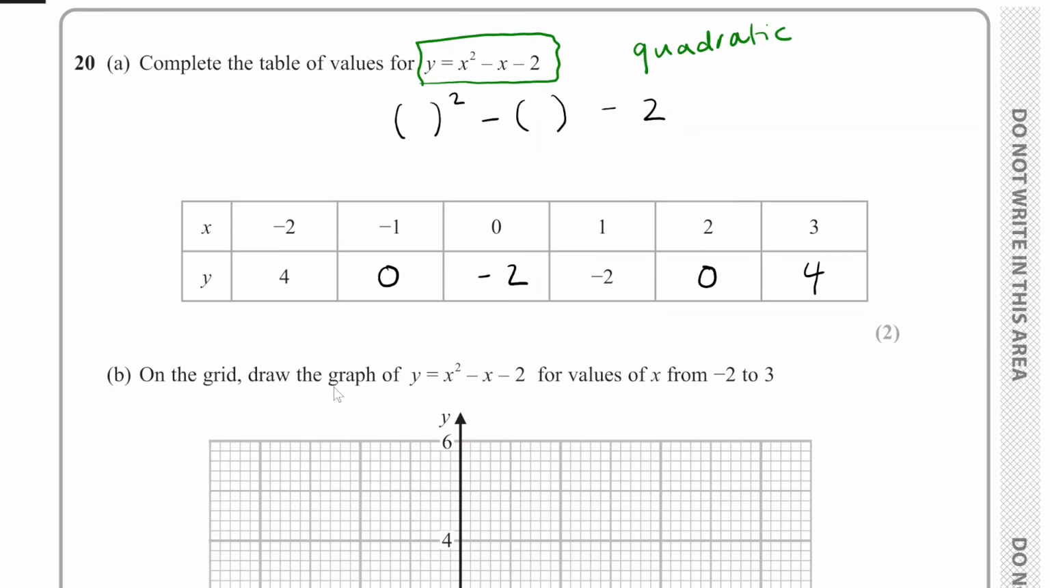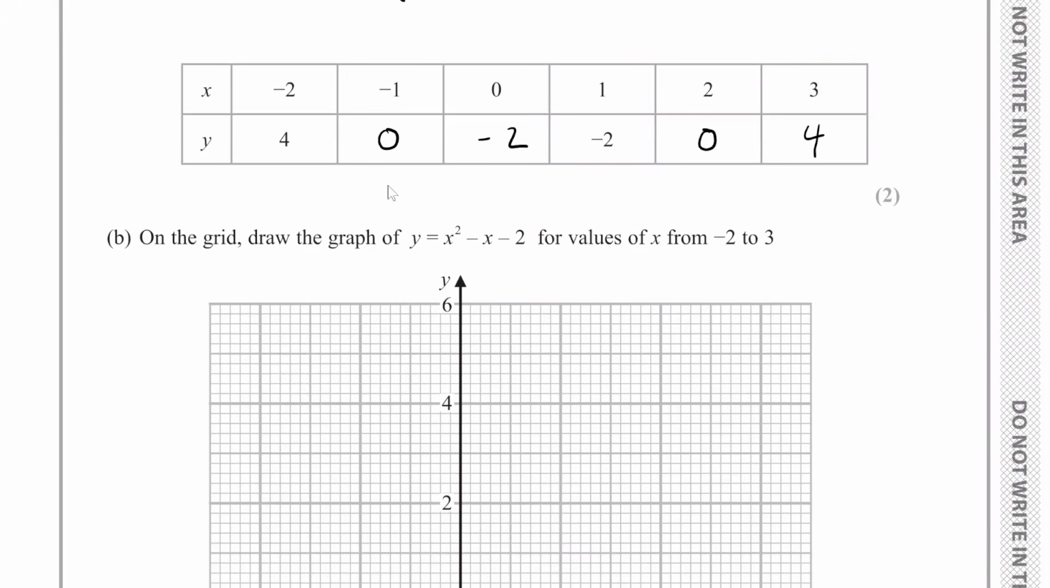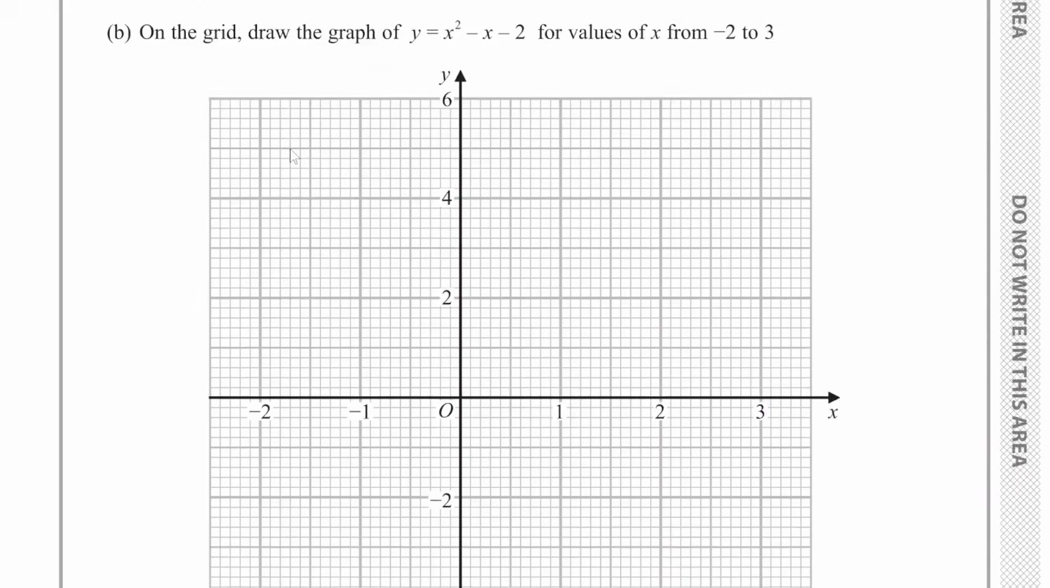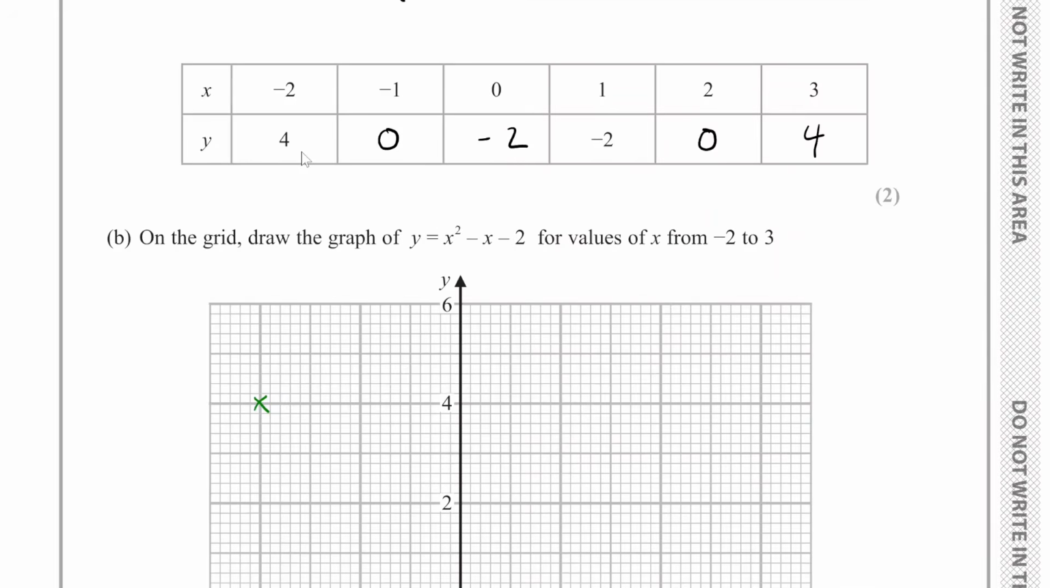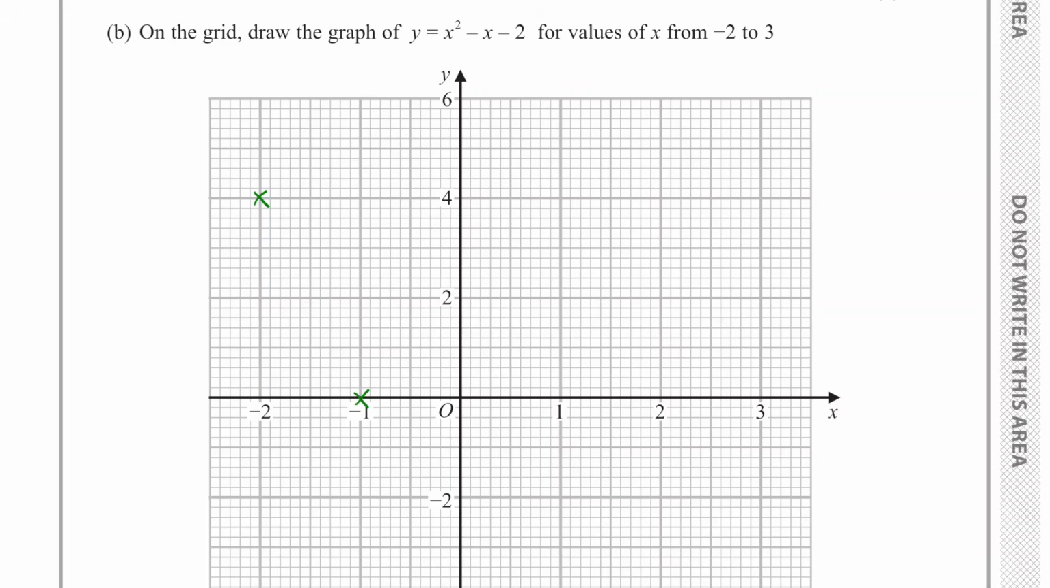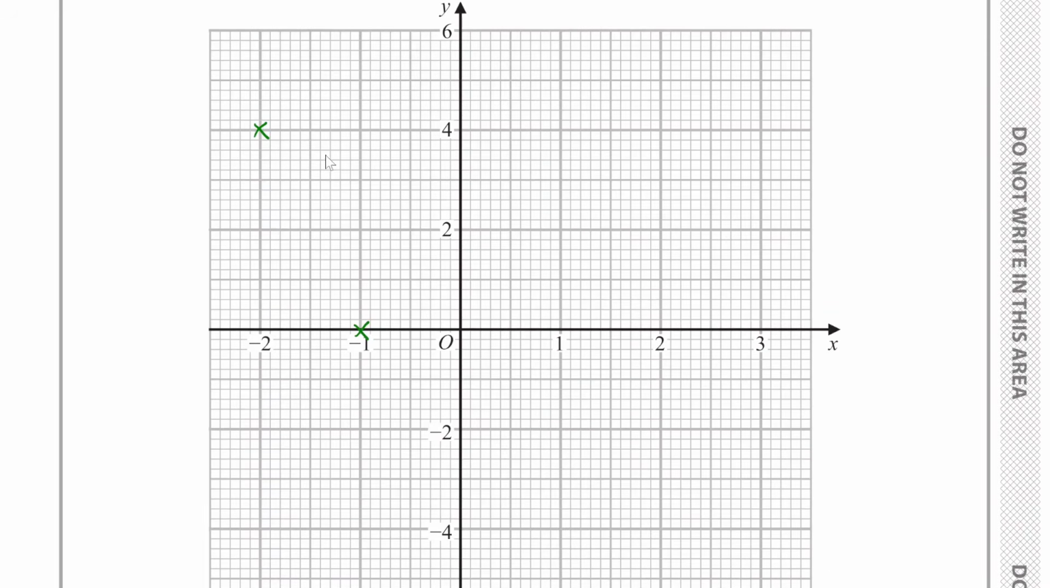Now we're just going to draw the graph on the grid. So these become our coordinates, negative 2, 4. So x is negative 2, y is 4. So negative 2, 4. Negative 1, 0. 0, negative 2, then 1, negative 2, 2, 0, and 3, 4. So we have our symmetrical shape. We need to join them up with a curve. So it looks something like this. And that is our graph.